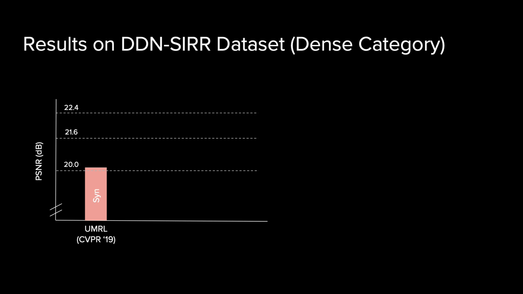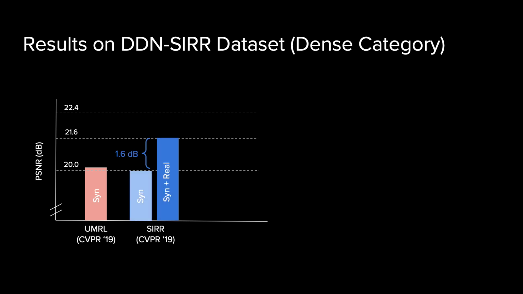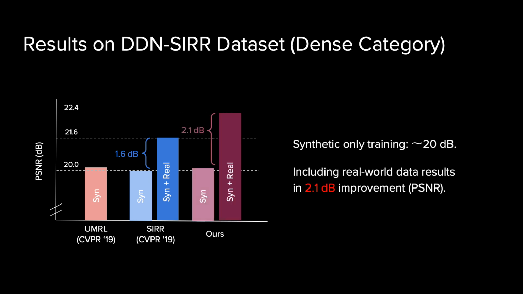We evaluated our method on the DDN-SIRR dataset, which consists of labeled synthetic and unlabeled real-world data. The state-of-the-art method with synthetic-only training, which is from CVPR19, achieves a PSNR of approximately 20 dB. Another method, based on Gaussian mixture models for transfer learning, achieves a 1.6 dB improvement over the baseline by leveraging the unlabeled real-world data. In contrast, our method is able to exploit the real-world data better and achieves an improvement of 2.1 dB over the baseline.